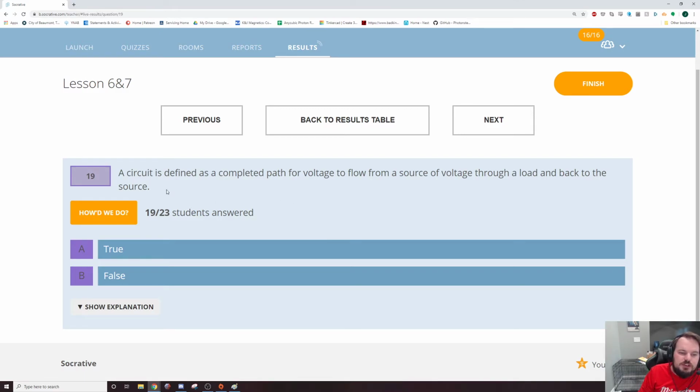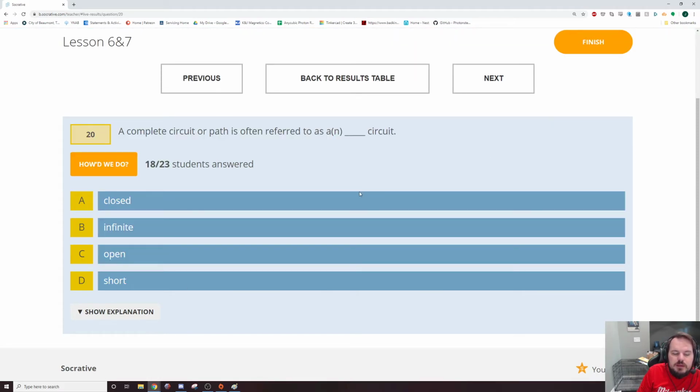A circuit is defined as a completed path for voltage to flow from a source of voltage through a load and back to the source. Voltage does not flow. Current flows. A complete circuit or path is often referred to as a closed circuit. Covered that one in a previous video. Covered this one in a previous video.